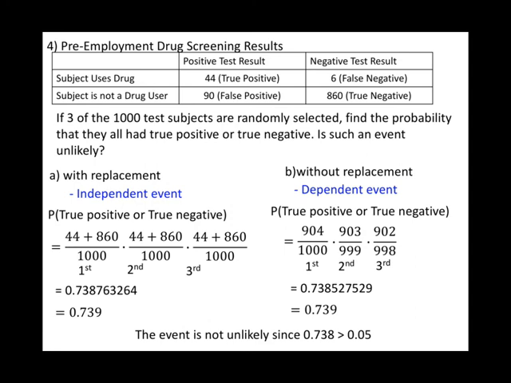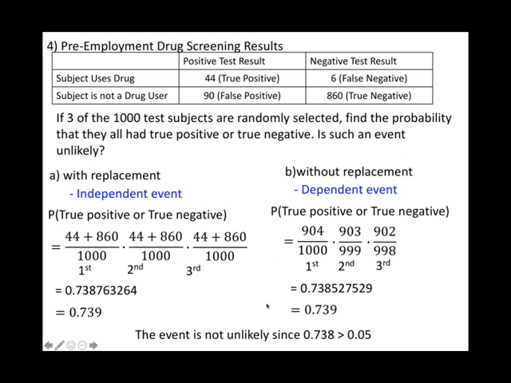Okay, we finished these questions. But think about it here. How come I have an independent event for part A and a dependent event for part B? I do get the same answer. If I look back here, I'm supposed to get the answer 0.7387, and this is 0.7385. Okay, so they only have a little bit of difference between these two.